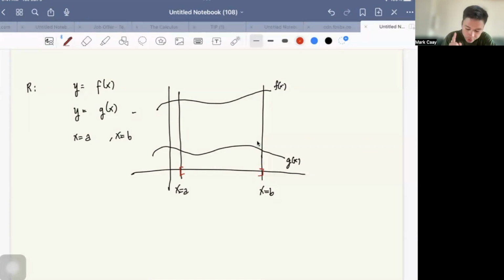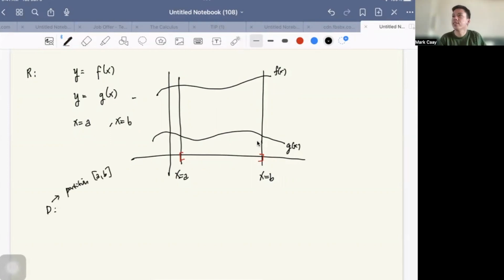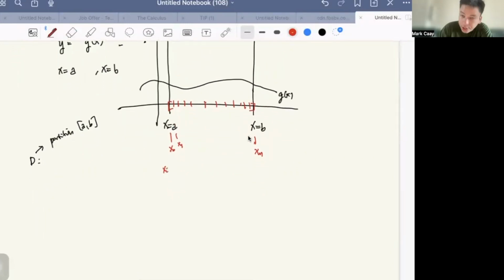Now, given this interval, let's say we partition it. So we have the partition D, which is a partition of [a, b]. You partition your interval like this. This is only a finite partition. When we say finite partition, it means that if this is x sub 0, then this is x sub n, so n is finite. The next one is x sub 1, like that. So now you have the x sub i partition.